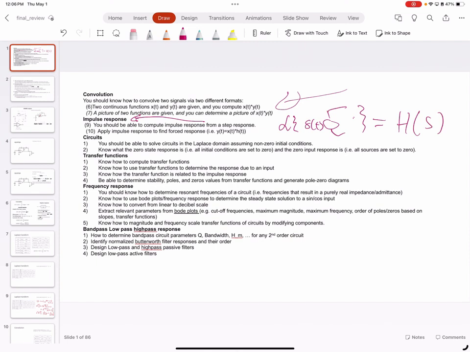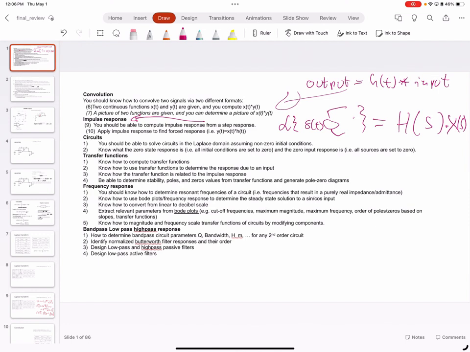Additionally, for impulse response, we know that the output is the convolution of the impulse response with the input. So that's why it's important. And in the Laplace domain, the output is just the product of the transfer function with the Laplace transform of the input. So that's what you need to know about impulse response.